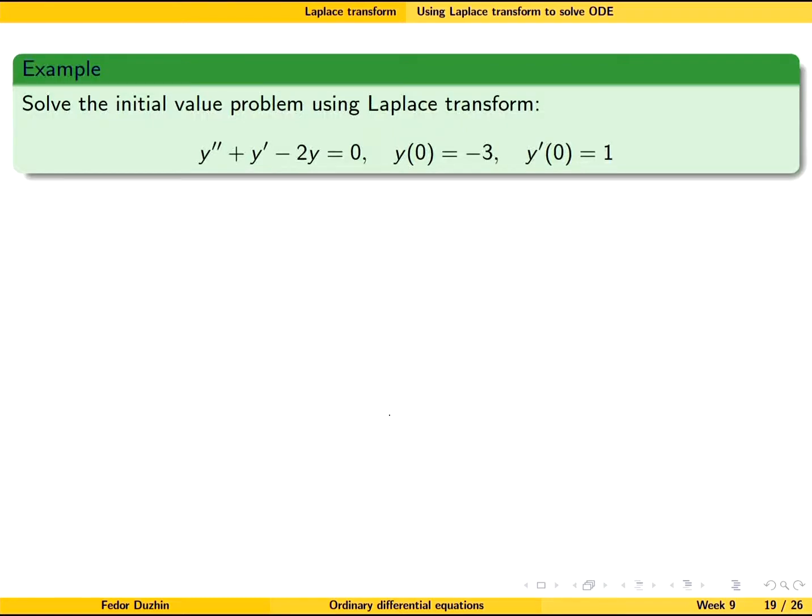Now, the Laplace transform can be used to solve ordinary differential equations. Moreover, until now, the way we usually solve differential equations, we first found a general solution of the homogeneous equation, and then we used the initial values to find the values of the constants, and it gave us a specific solution of the initial value problem.